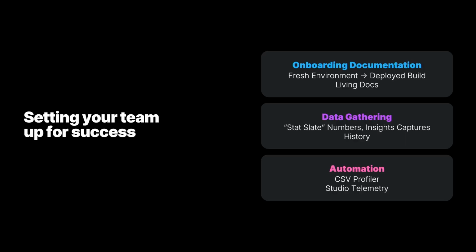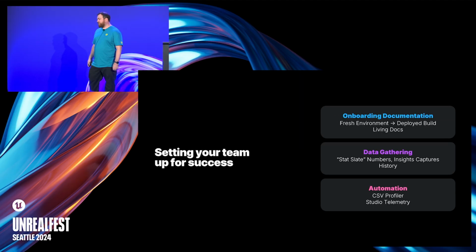Next up, you should establish a good pipeline for gathering data. And that can be, we'll talk about both these later, but this could be stat slate numbers, just get an idea of how many widgets you have on screen at a time, how long it's taking. And you also want to get some insights captured, so a little deeper data on where your spikes are and where you might need to improve performance. I recommend saving these off, getting a nice history of these things, maybe whenever you release a milestone or at some regular interval, so that when performance goes out the window, you can look back and see where things might have gone wrong and narrow down potential causes.